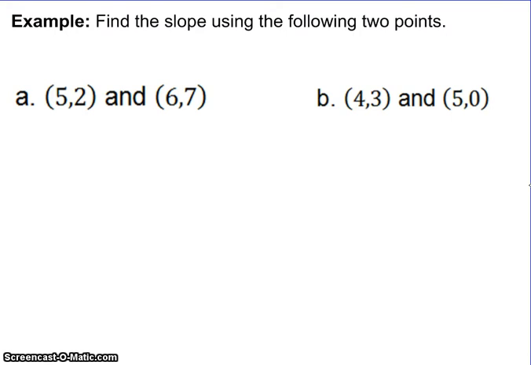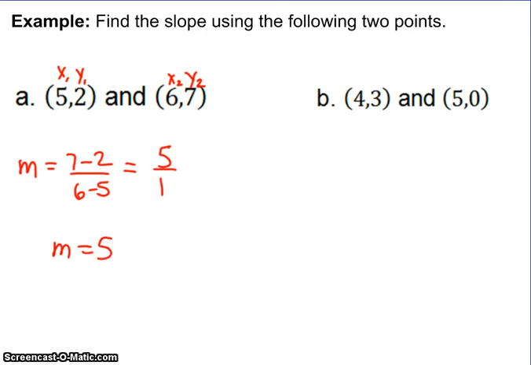So let's go ahead and use the slope formula. This is x1, this is y1, this is x2, this is y2. So the slope here will be 7 minus 2 over 6 minus 5, which is 5 over 1. So the slope here is 5. What I'd like for you to do is go ahead and pause and work on problem B and see how you do.